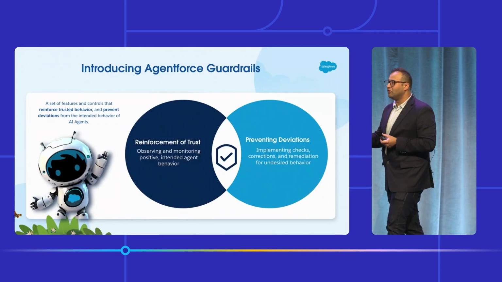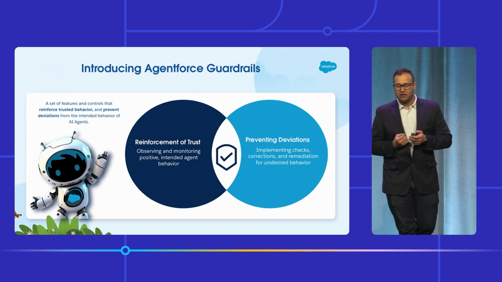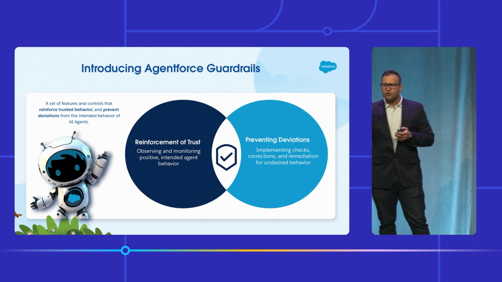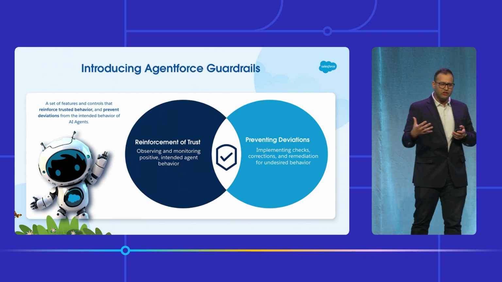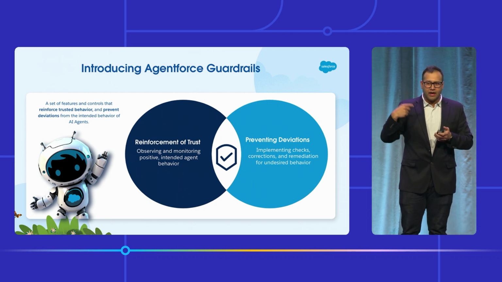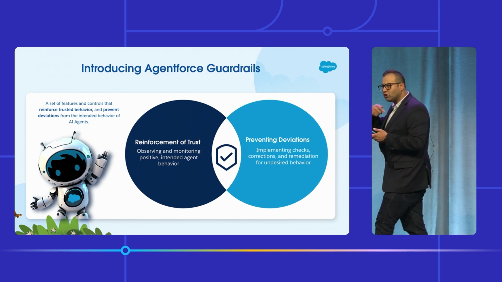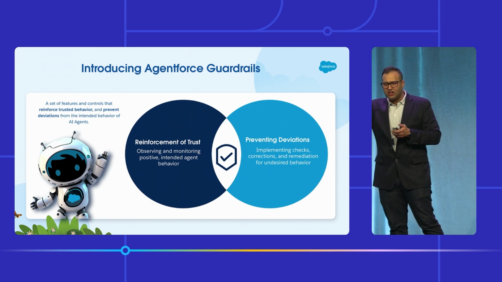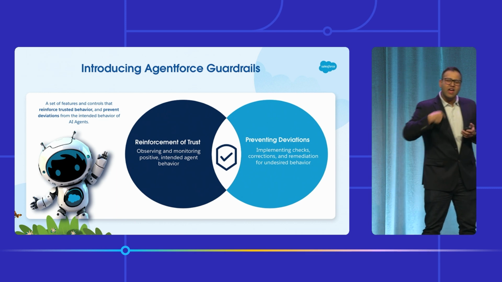And that's where I'd like to introduce Agentforce Guardrails. Agentforce Guardrails are a set of features, controls, and policies that do two things. One, positive reinforcement of trusted behavior. When the agent's doing well, give the visual cues and reward systems within the brain of Agentforce, which is Atlas Reasoning Engine, and double down on it.